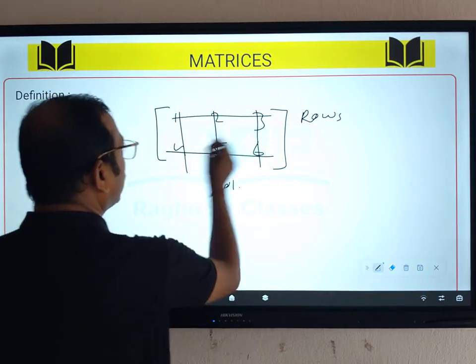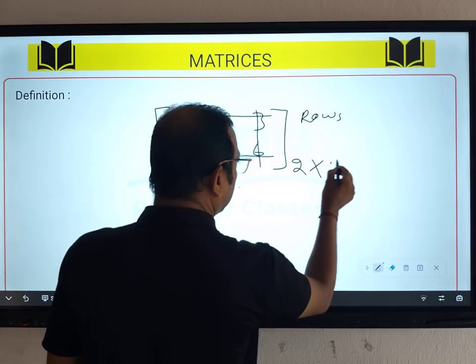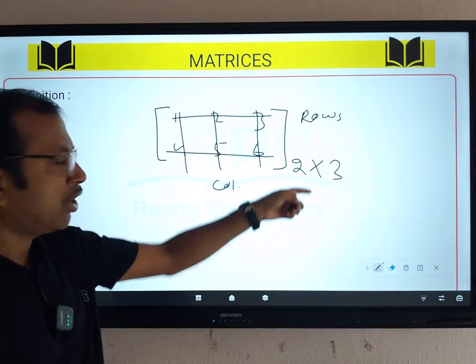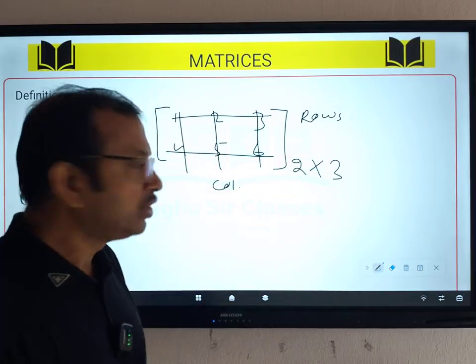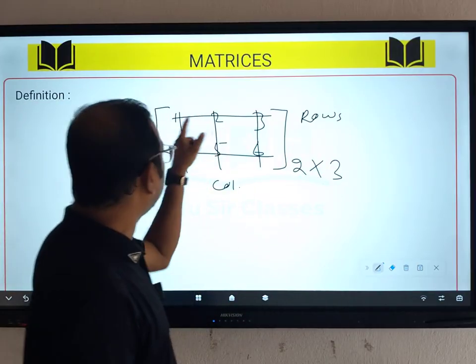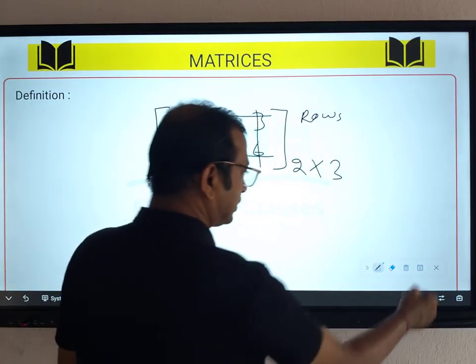So here how many rows are there? 2 rows. How many columns? 3 columns. So 2 by 3 is the order of the matrix, right? So how many elements are here? Sir, 2 into 3, 6 elements. 1 2 3 4 5 6. This is the concept, okay.